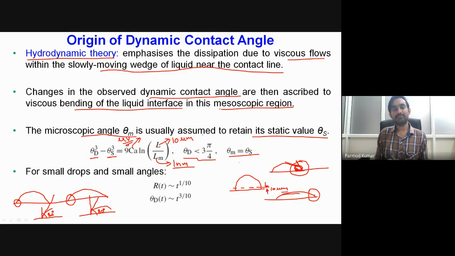If we use this equation to find the rate of droplet spreading and the rate of contact angle variation as a function of time for small droplets, particularly for small angles, we have this generalized relation: the droplet radius has a relationship with time in the order of the 1 by 10th power, and the dynamic contact angle has the order of the minus 3 by 10 power with time.